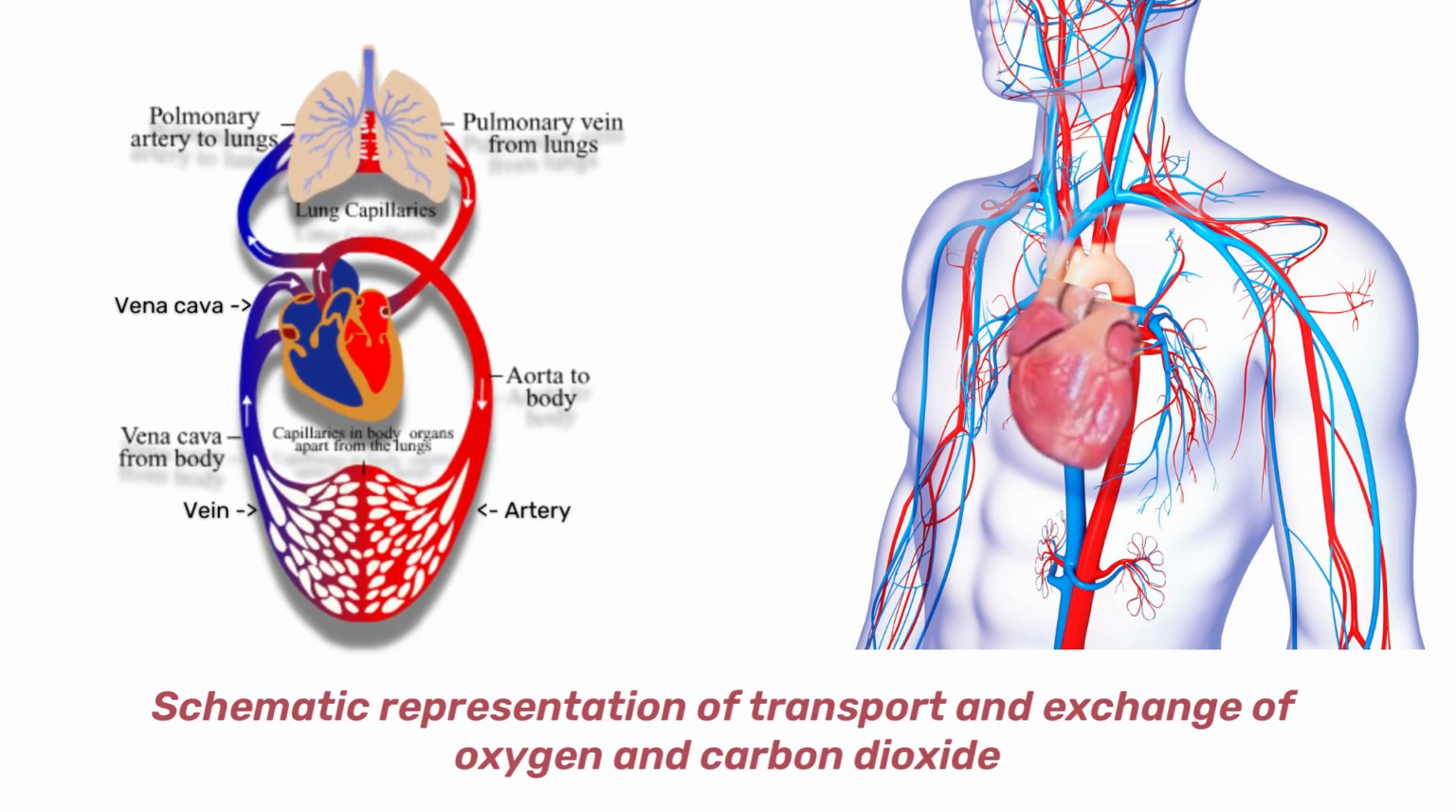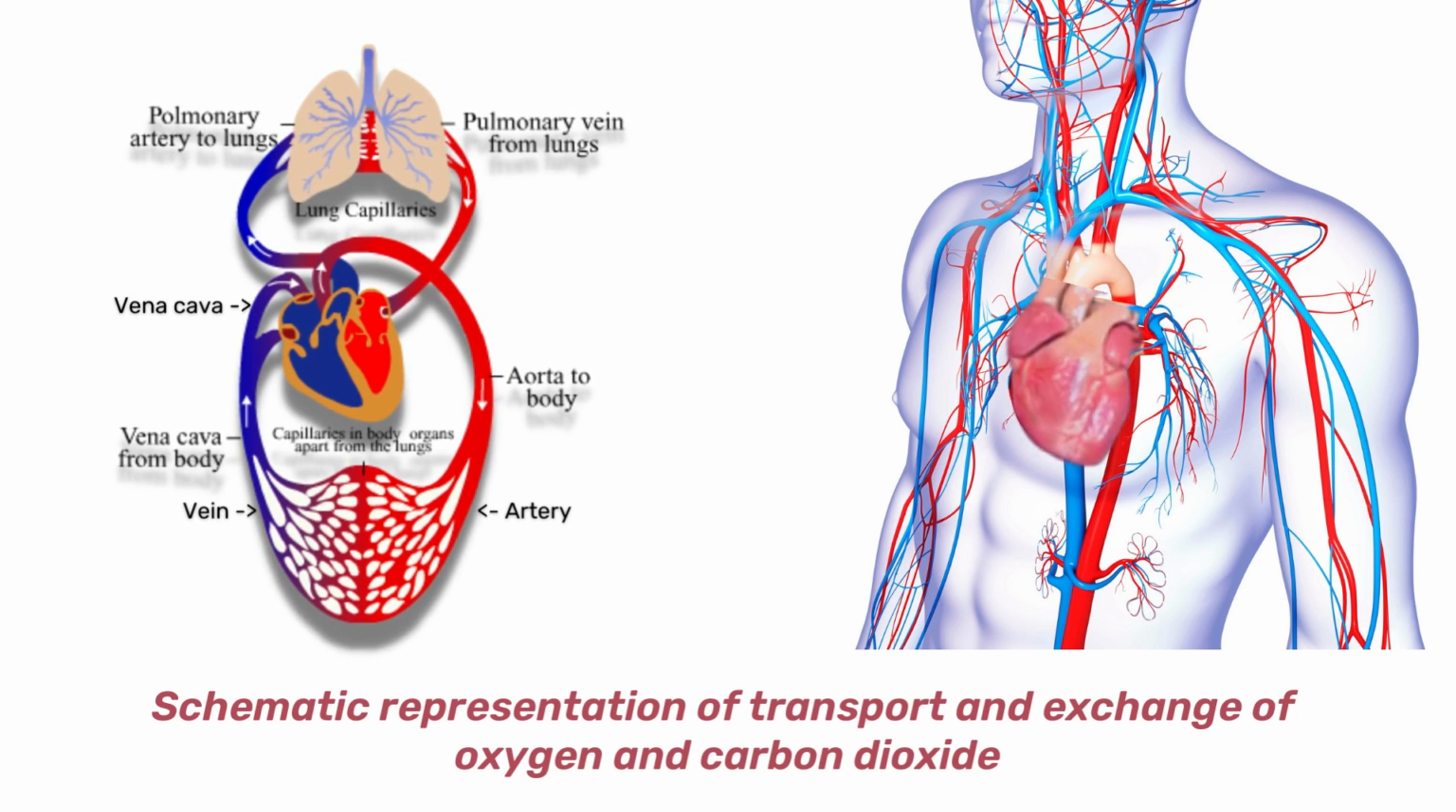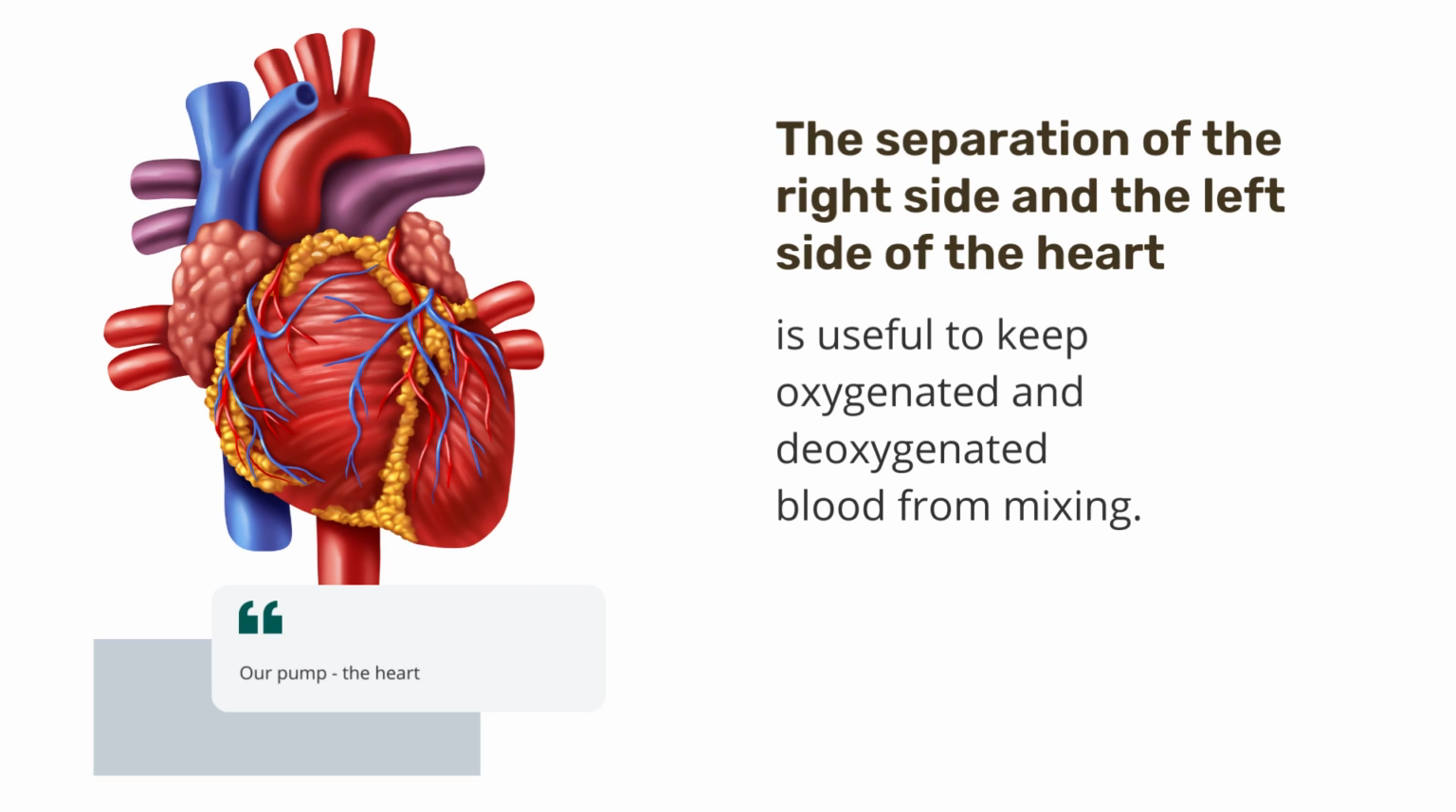This is the schematic representation of transport and exchange of oxygen and carbon dioxide that we just discussed. Also, the separation of the right side and left side of the heart is useful to keep oxygenated and deoxygenated blood from mixing.